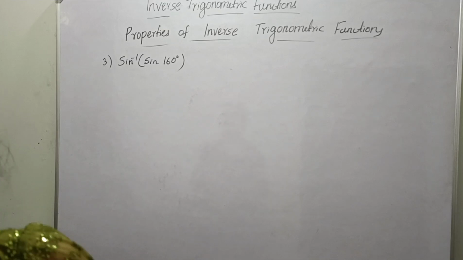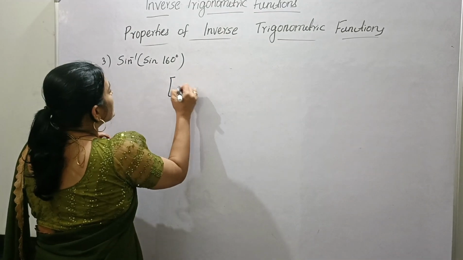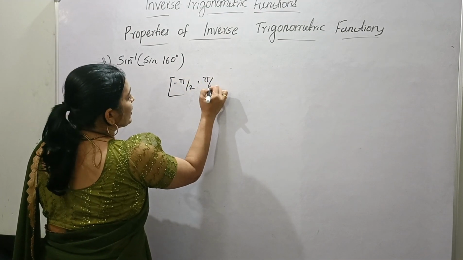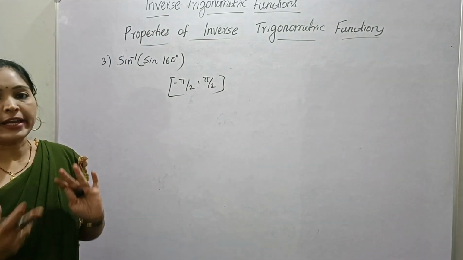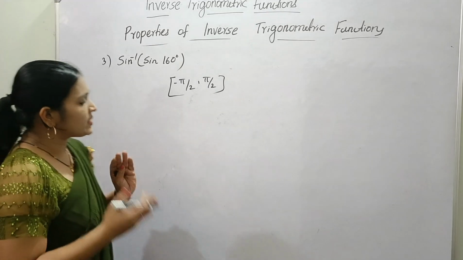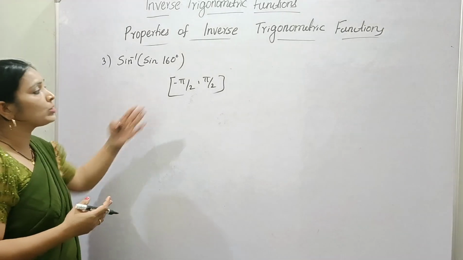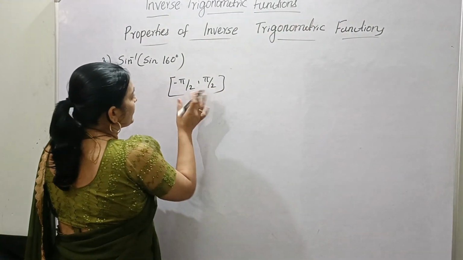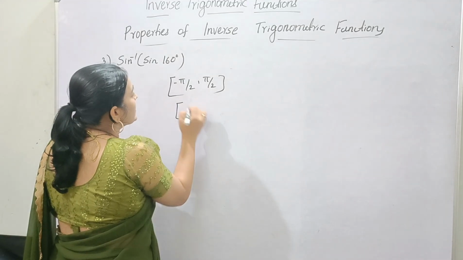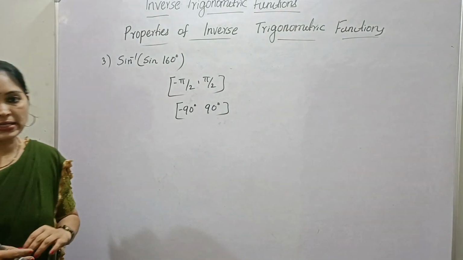Sine inverse of sine 160 degree. First of all, let us write the principal value branch of the sine inverse function, that is the closed interval minus pi by 2 to pi by 2. That is the range of the sine inverse function. So here we have to find sine inverse of sine 160 degree. For that, let us check whether 160 degree belongs to this interval. We know that it is in radian, so in degree it is minus 90 degree to 90 degree, right? Pi by 2 is nothing but 90 degree.